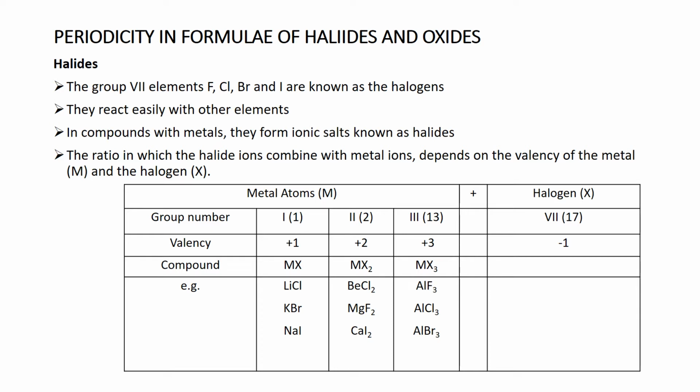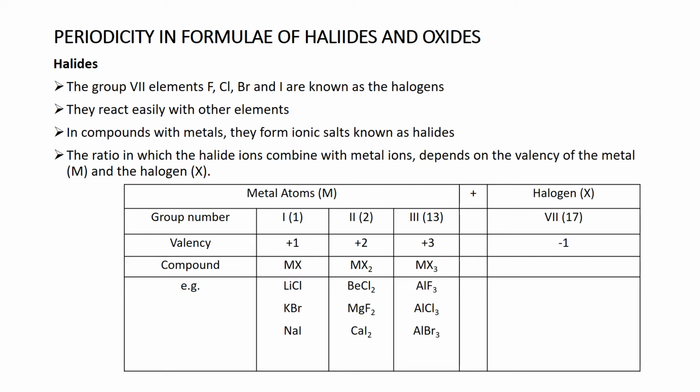What are halides? Halides are ionic salts formed from the reaction of halogens with metals. Remember that halogens are your group 7 or group 17 elements like fluorine, chlorine, bromine, and iodine. So halogens react easily with other metals because they do not have a filled outermost energy level.